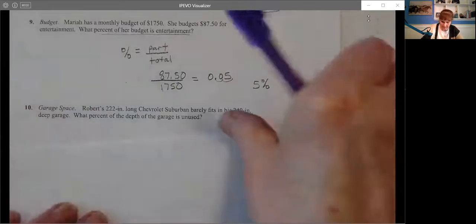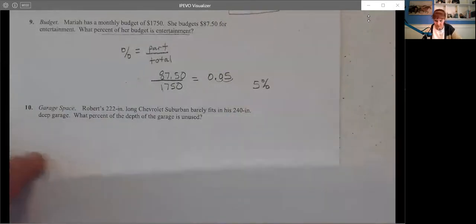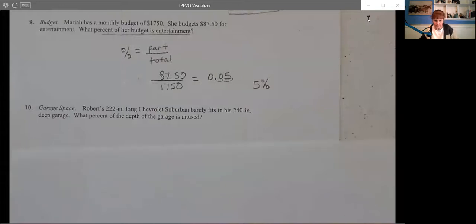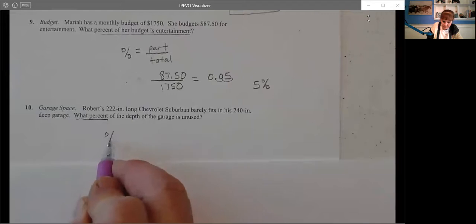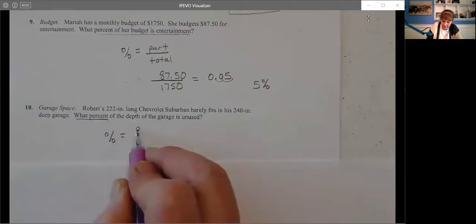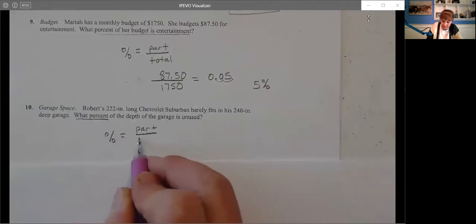Let's look at number 10. Okay, Robert's 222-inch long Chevrolet Suburban barely fits in his 240-inch deep garage. What percent of the depth of the garage is unused? So we want a percentage. Okay, we have a part over the total.